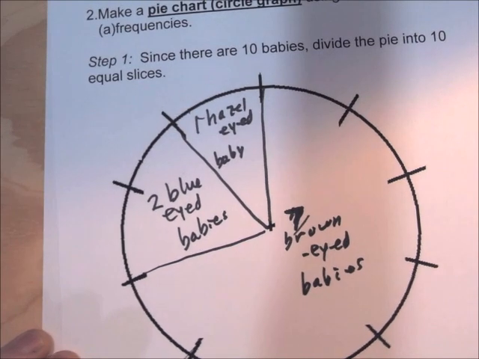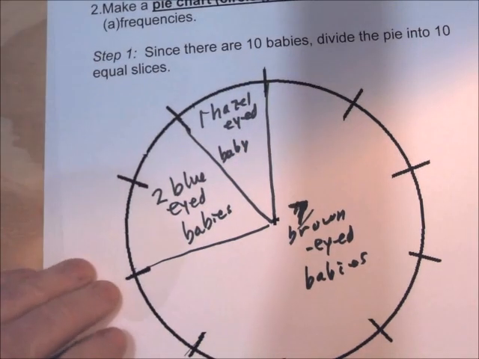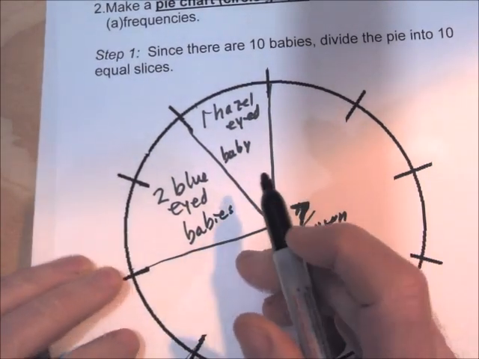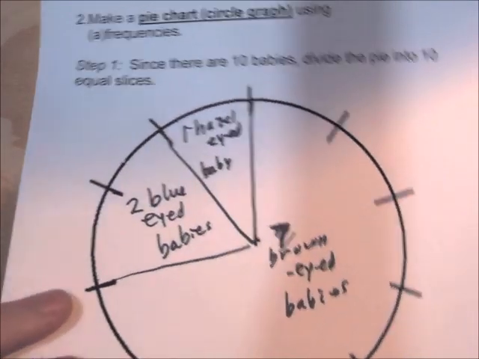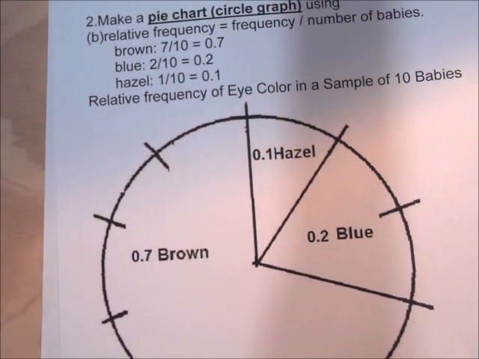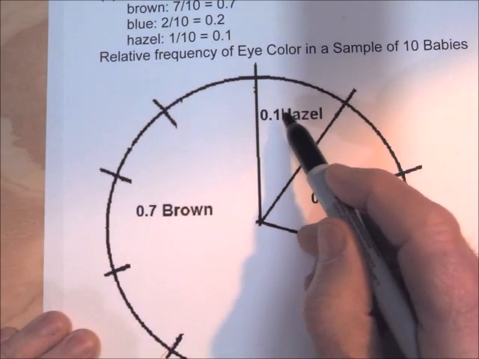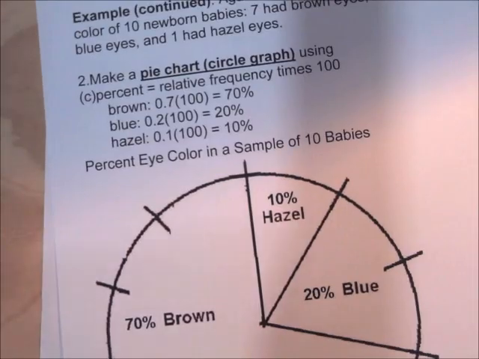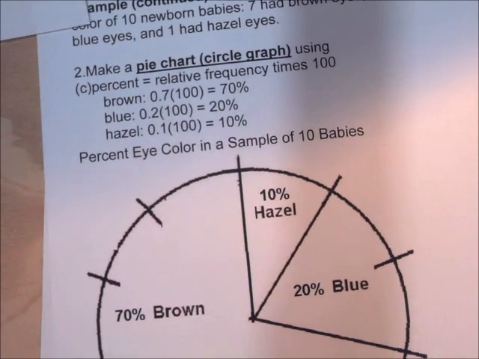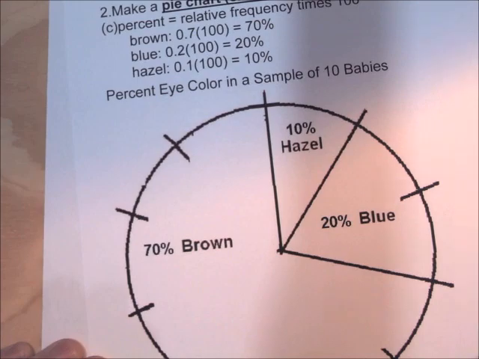And you could also do the relative frequency. If you divide each by 10 babies, we'll have 1/10, 2/10, and 7/10. So you can do a pie chart using the relative frequencies here. Or you could make it in percent. If you multiply each of these decimals by 100 to make it into a percent, you'll have 10% hazel, 20% blue, 70% brown. And that concludes this presentation.